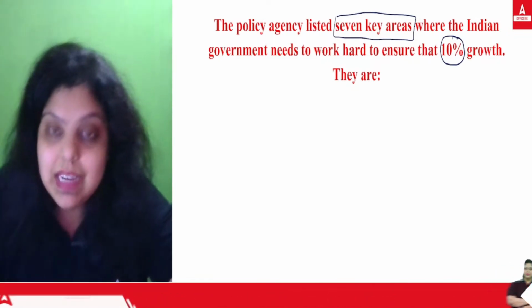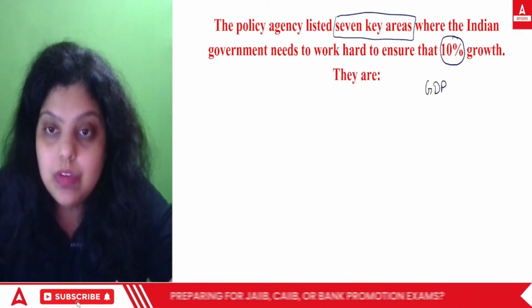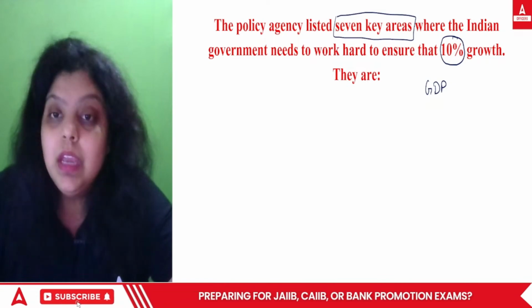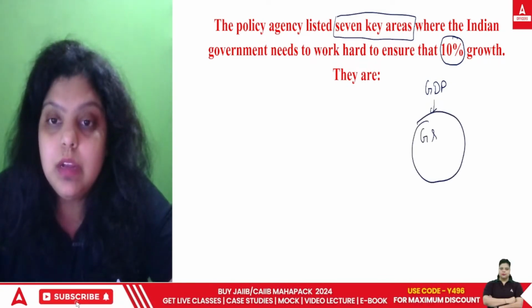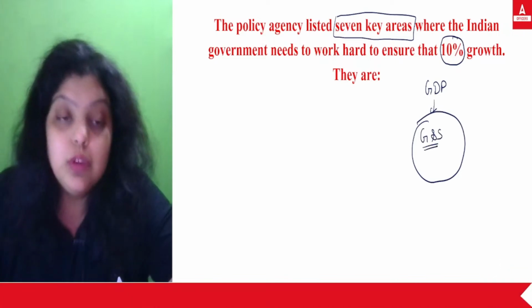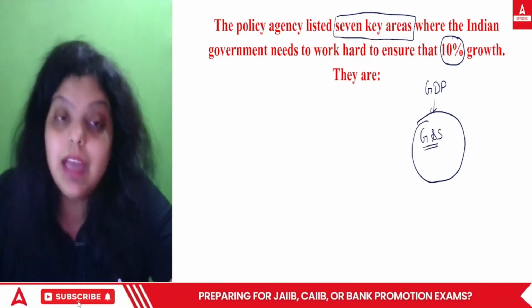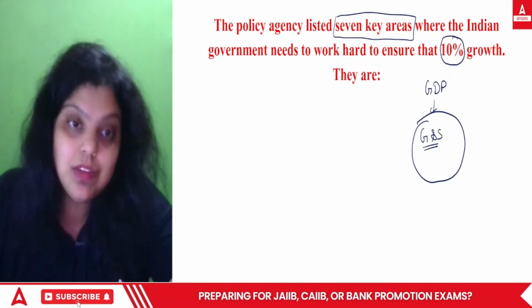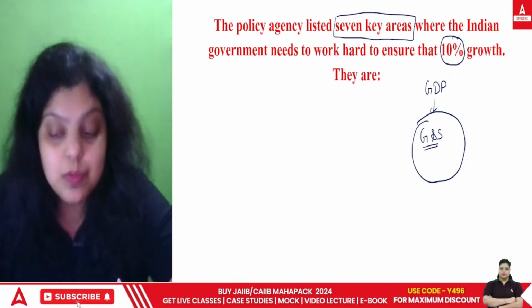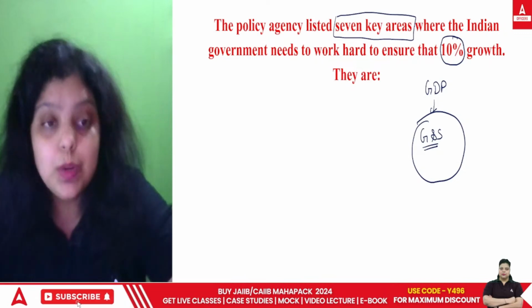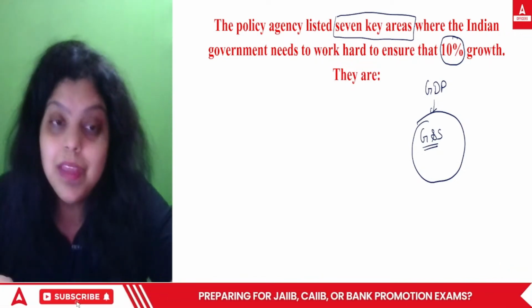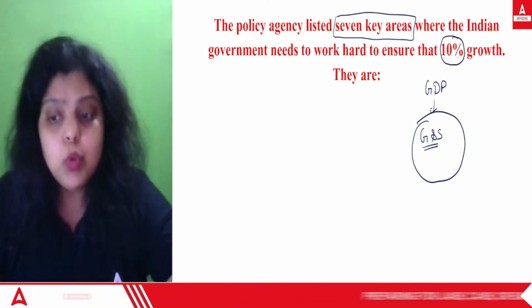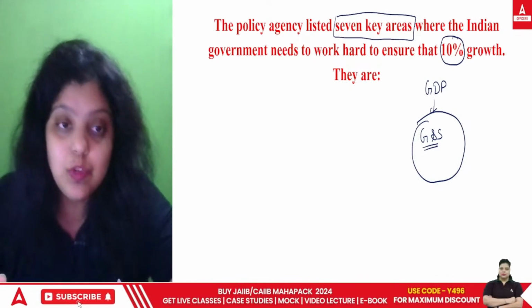So what is GDP first of all? GDP is gross domestic product. Gross domestic product means whatever production we are doing within the geographical boundary of a country, of goods and services in a financial year, that money value of goods and services is known as GDP. So GDP is the money value of all final goods and services produced within the geographical boundary of a country during the financial year. That's your GDP. So whatever production you are doing will increase your GDP.